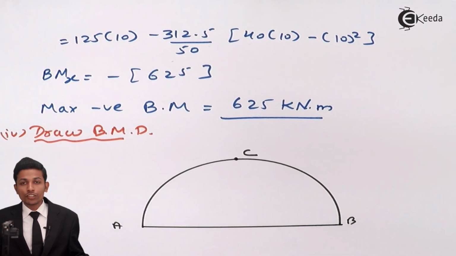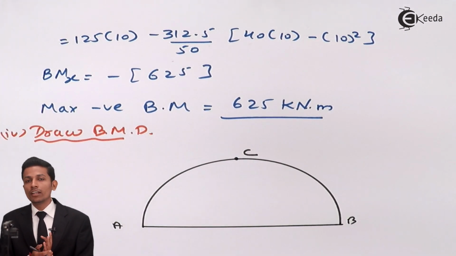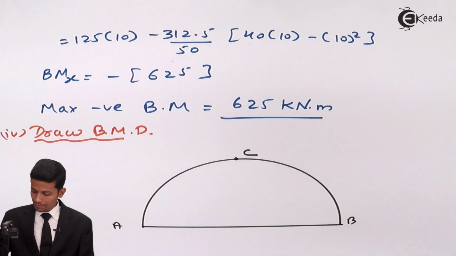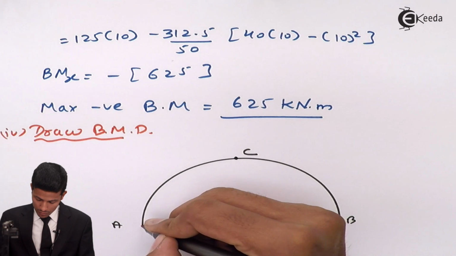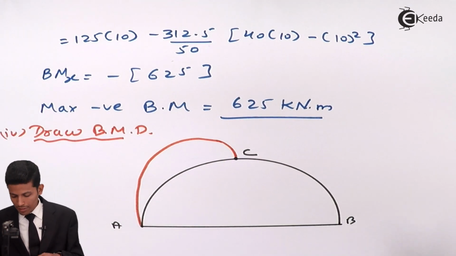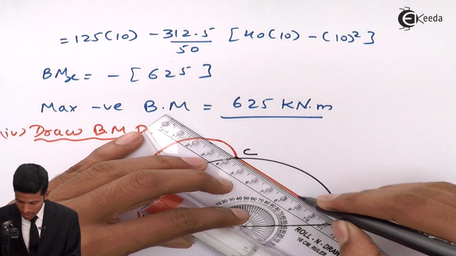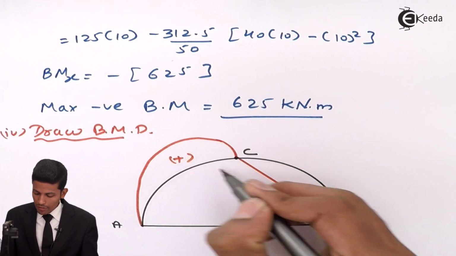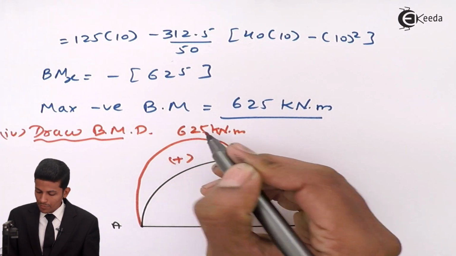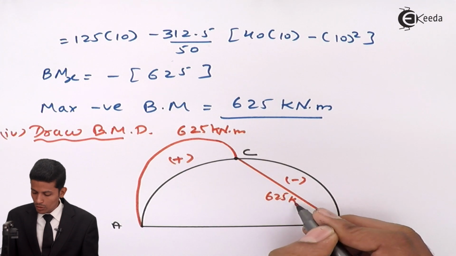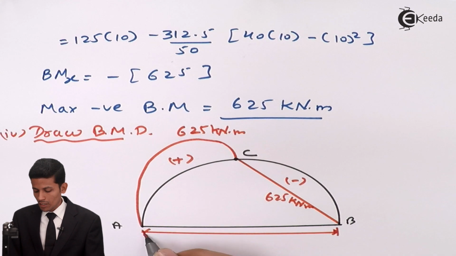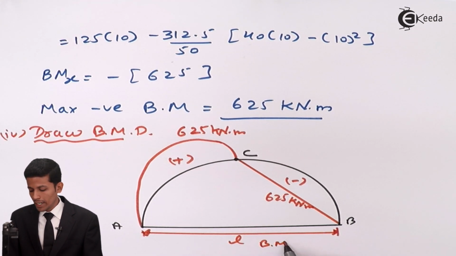Now see, as the load is UDL, how will you draw the parabola? We have to draw like this. This is positive and this one is negative. 625 kilonewton meter, this is also 625 kilonewton meter, and this one is your L. This is the bending moment diagram.